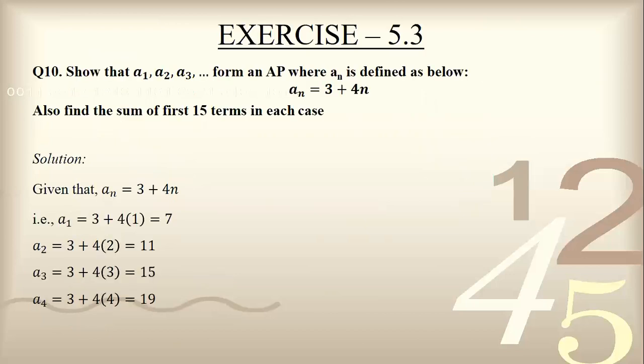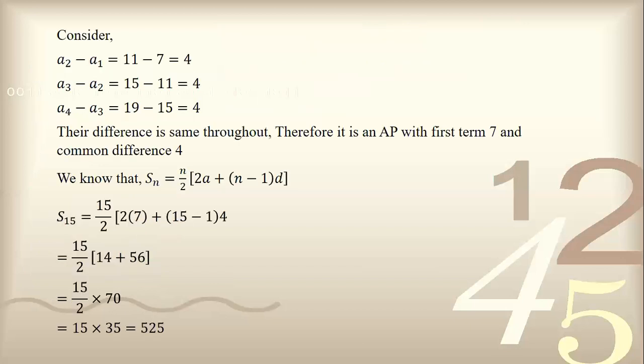Now the next one: show that a1, a2, a3, etc. form an AP where an is defined as an equal to 3 plus 4n. Also find the sum of first 15 terms in each case. Given that an is 3 plus 4n, let us find the terms first. We substitute 1, so a1 will be 7. Substituting 2 for n, a2 is 11. Similarly, a3 is 15, a4 is 19.